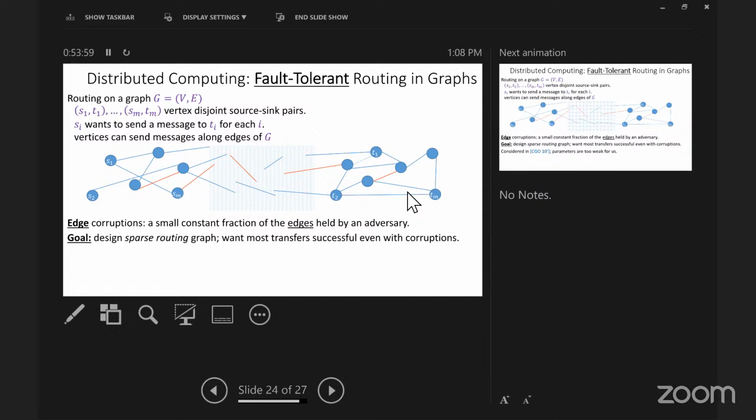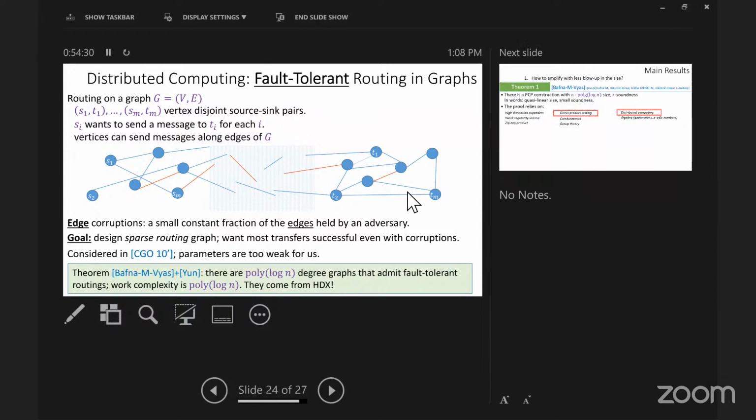And again, the goal here is to design sparse networks. This model has only been considered in very few works. And the one work where they get the best results that I know of has parameters which are too weak for us. I'm not going to spell out exactly what they are, but they're not able to handle a constant fraction of corruptions, but rather a 1 over log n fraction of corruptions.